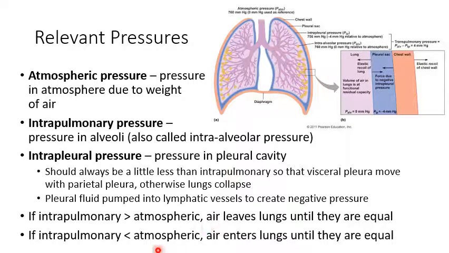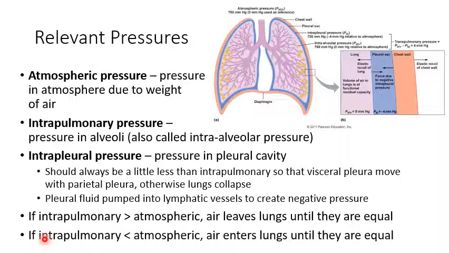Then you have the intrapleural pressure, which is the pressure within the pleural cavity. So here you have in kind of orange the chest wall, and then in dark blue that is the pleural cavity. If you look close, you can see there's two lines of lighter blue on either side of the dark blue. Those would be representing the parietal and visceral pleura, and between them you have the pleural cavity, and you have the intrapleural pressure within that cavity.